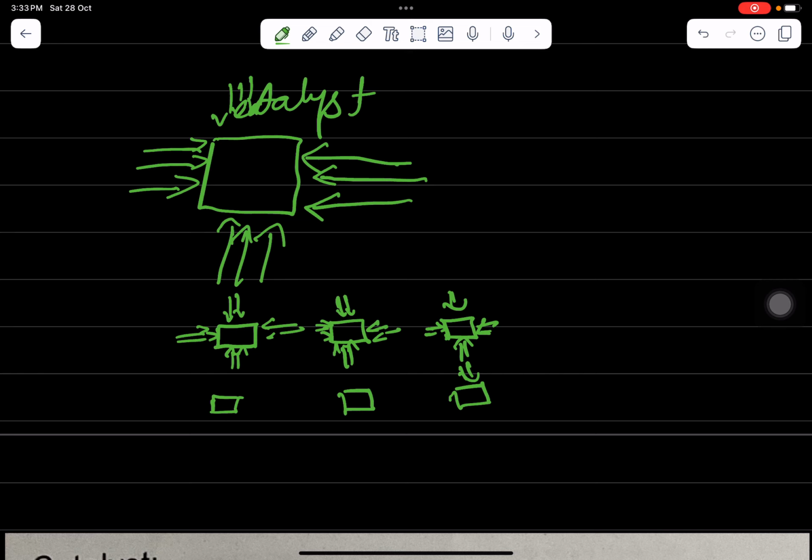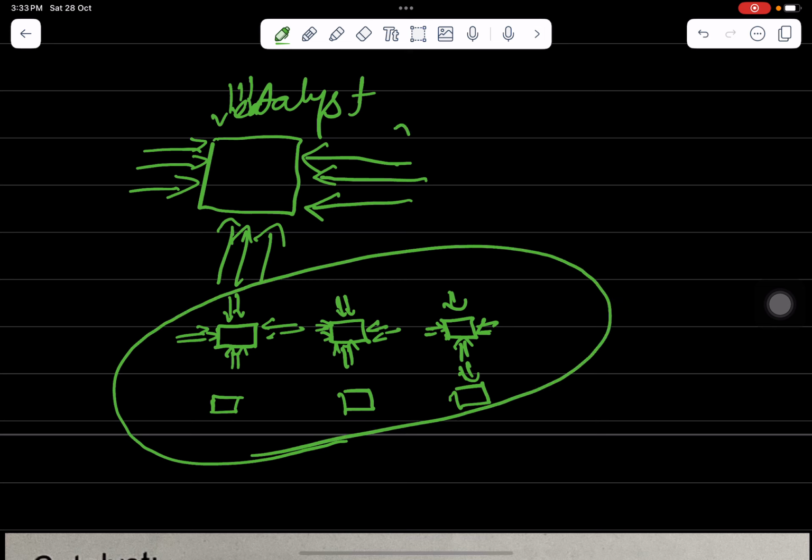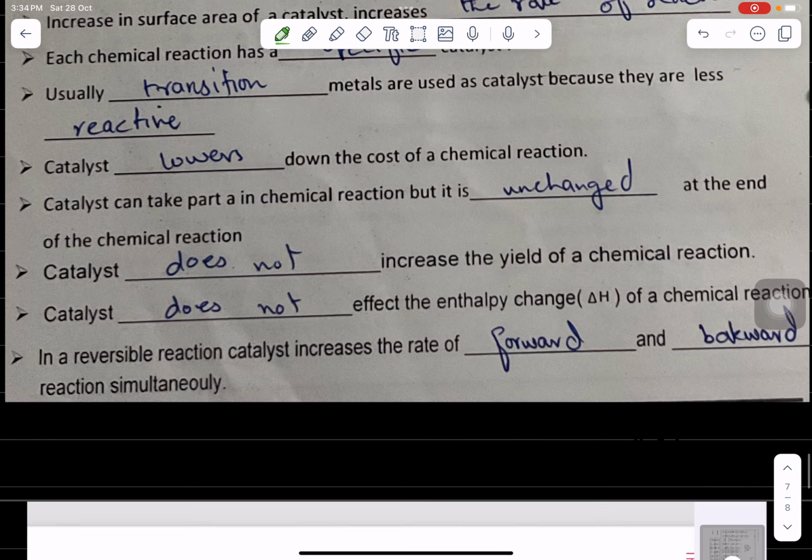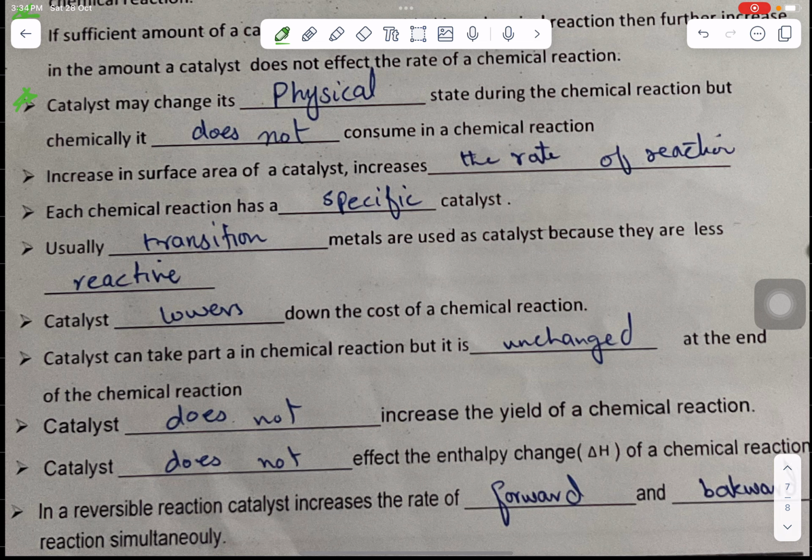Now the reaction becomes faster because the surface area has been increased. At this point, 3, 3, 6, 3, 9, 3, 12, only 12 molecules are acting on it, while over here you can see 8, 8, 8, and many more molecules are acting on the surface of the catalyst. So automatically the speed of the chemical reaction will increase, the rate of the chemical reaction will increase, okay?